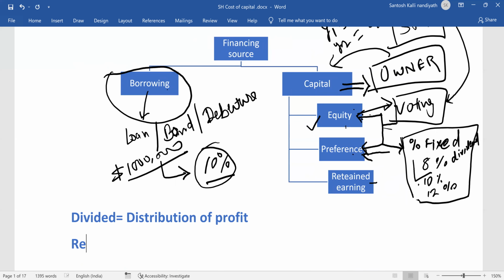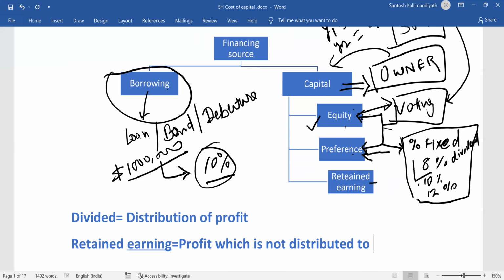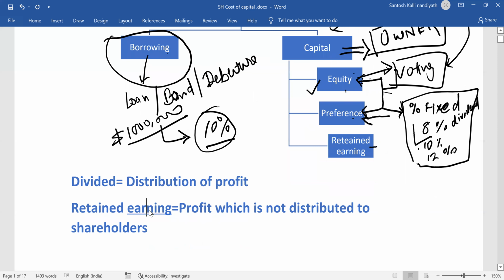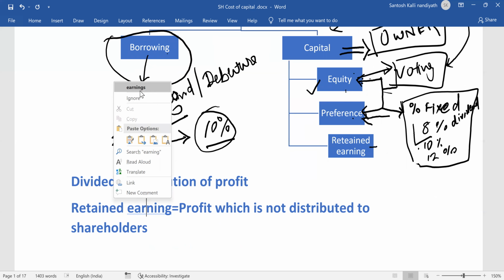Okay, then retained earning, you can think of it as the profit which is not distributed, the opposite of it. Which the company applied in their own business only, which is not distributed to shareholders. Is it clear up to here? If you have any question, you can ask me.